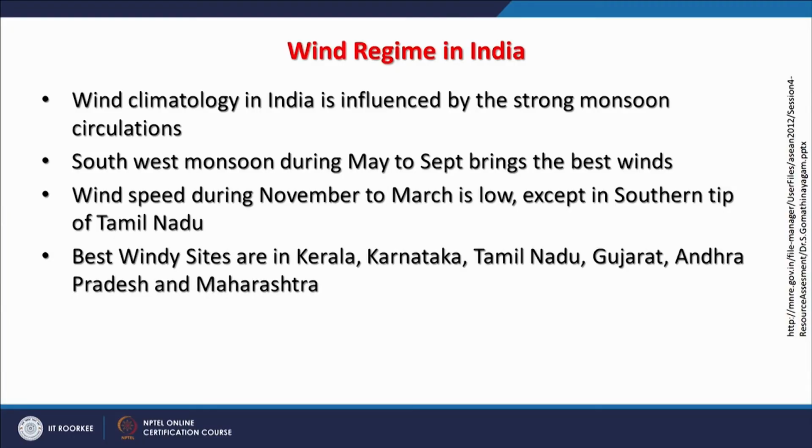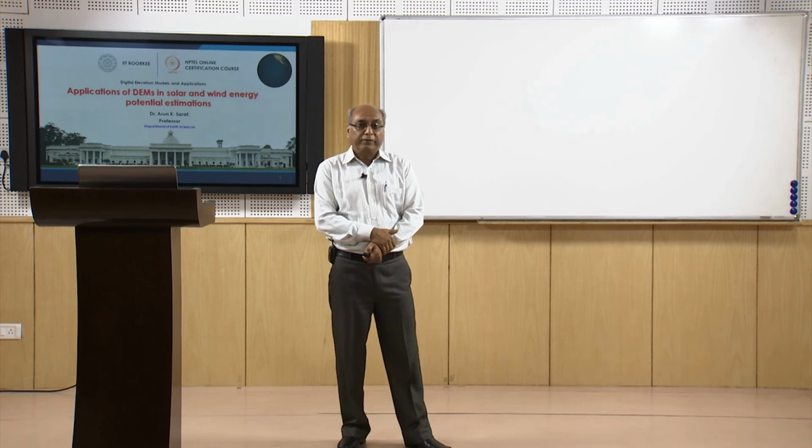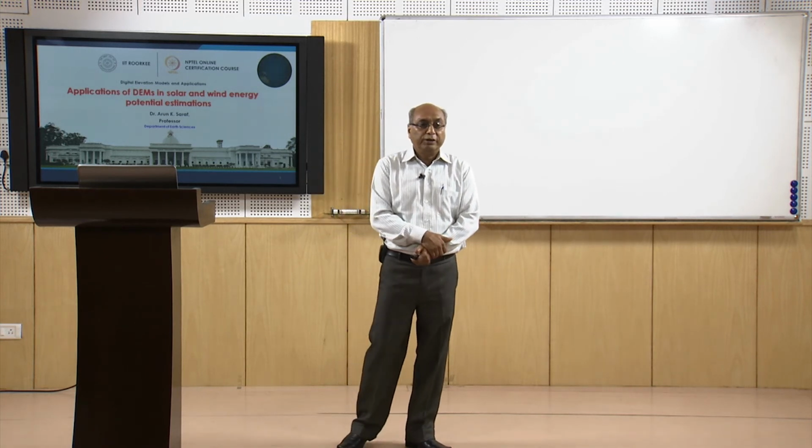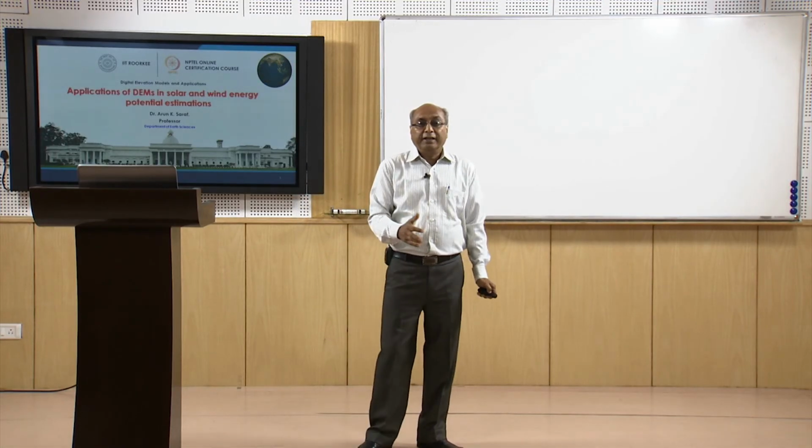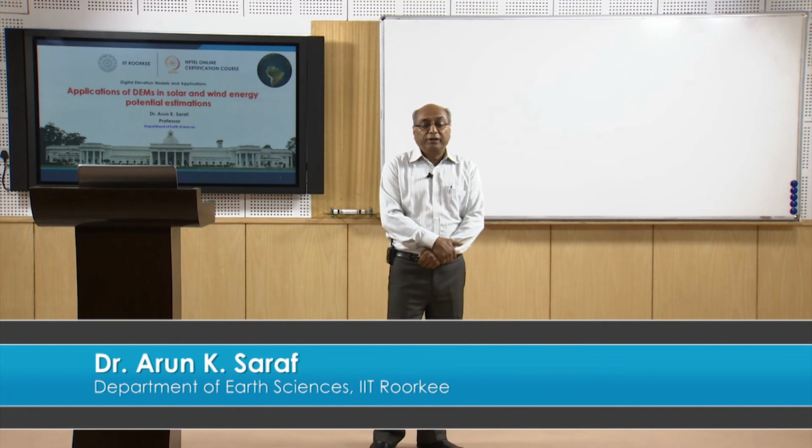Wind climatology in India is influenced by strong monsoon circulations. So we have this information available. Probably the information which has been missing so far is the topography, how topography is influencing, and that can also be incorporated. We know that the southwest monsoon during May to September brings the best winds. Wind speed during November to March is low, except in the southern tip of Tamil Nadu, and the wind sites are in Kerala, Karnataka, Tamil Nadu, Gujarat, Andhra Pradesh and Maharashtra. These are areas which are very open with less forest cover, and sometimes very close to the sea, and therefore they have quite good potential for wind energy generation.